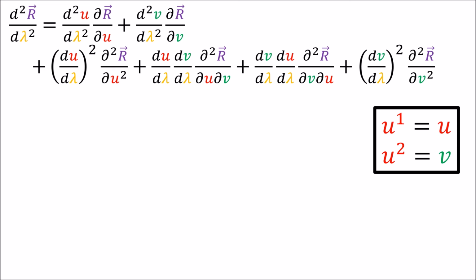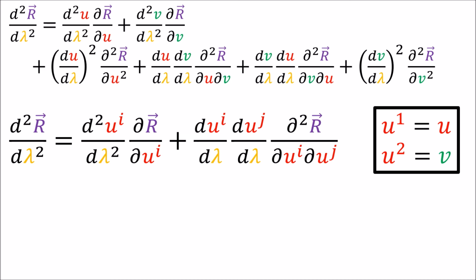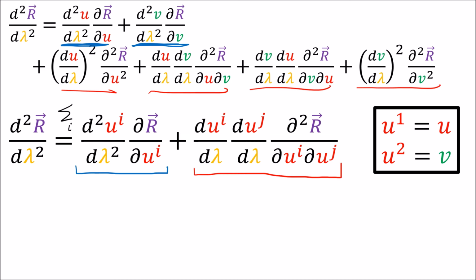What I'm going to do is replace the u variable with u1, and replace the v variable with u2. Adding these indexes 1 and 2 will allow us to rewrite this big expression using the Einstein summation convention. So these first two terms can be written as a single summation over i, where i goes from 1 to 2. And these four terms can be written as this term with two summations, one over i and one over j, each from 1 to 2. We can write this summation because each of these four terms has two single derivatives with respect to lambda, and then one second order derivative of the position vector r.